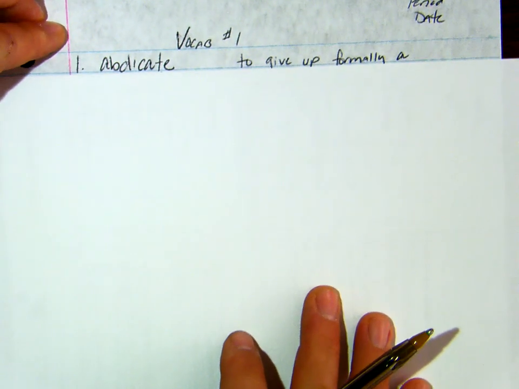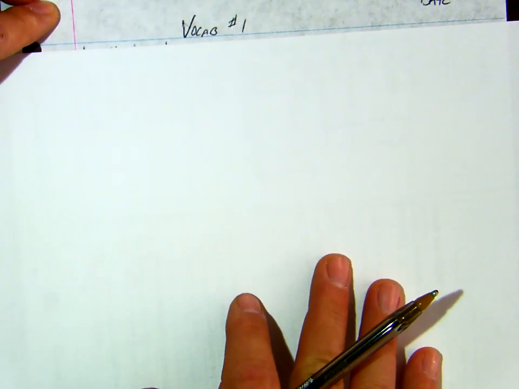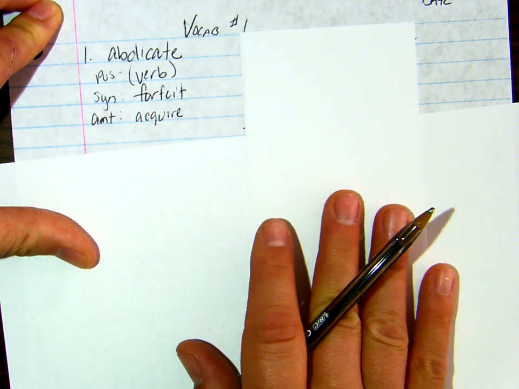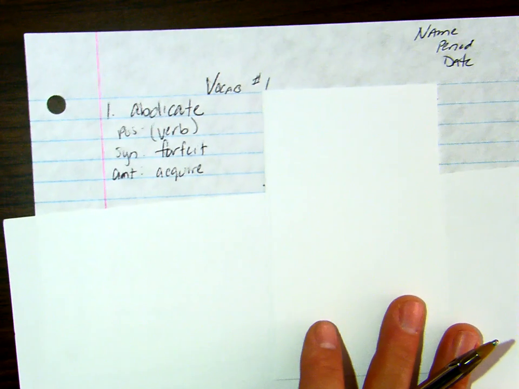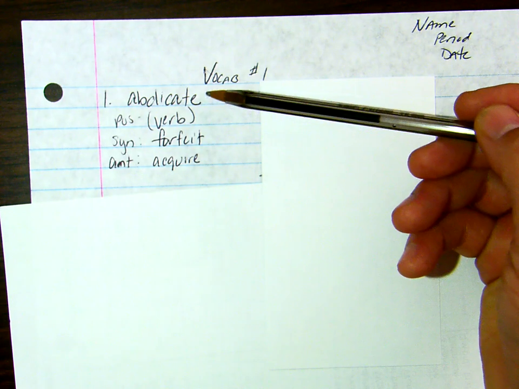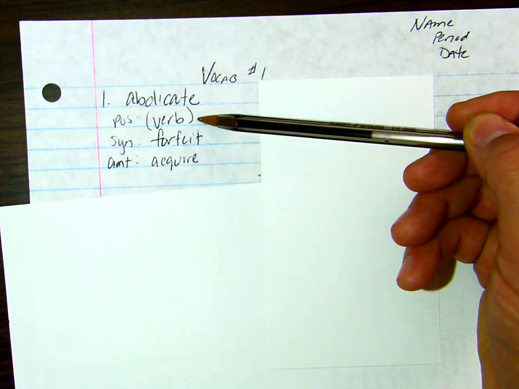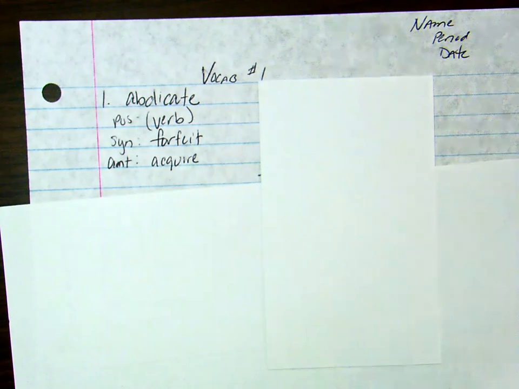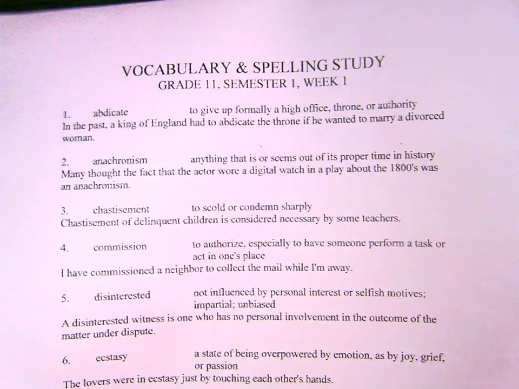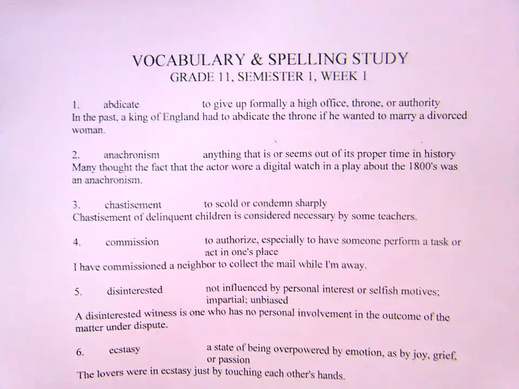Then the next thing that you want to do, the first step, is on the left side. You're going to start off by writing the word, the part of speech, a synonym, and an antonym. So looking at this week's vocabulary, the word was abdicate. It meant to give up formally a high office, throne, or authority.